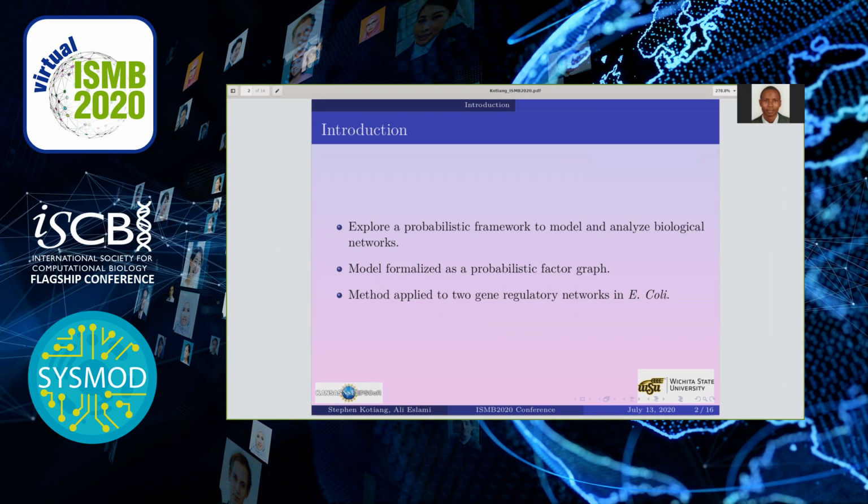In this work, we present a computational framework that combines the formulation of probabilistic graphical modeling, standard statistical estimation, and integration of high-throughput biological data to explore the global behavior of biological systems. We formalized our model as a probabilistic factor graph representation of biological networks. We then tested our approach on DNA microarray data corresponding to two well-researched gene networks in E. coli.